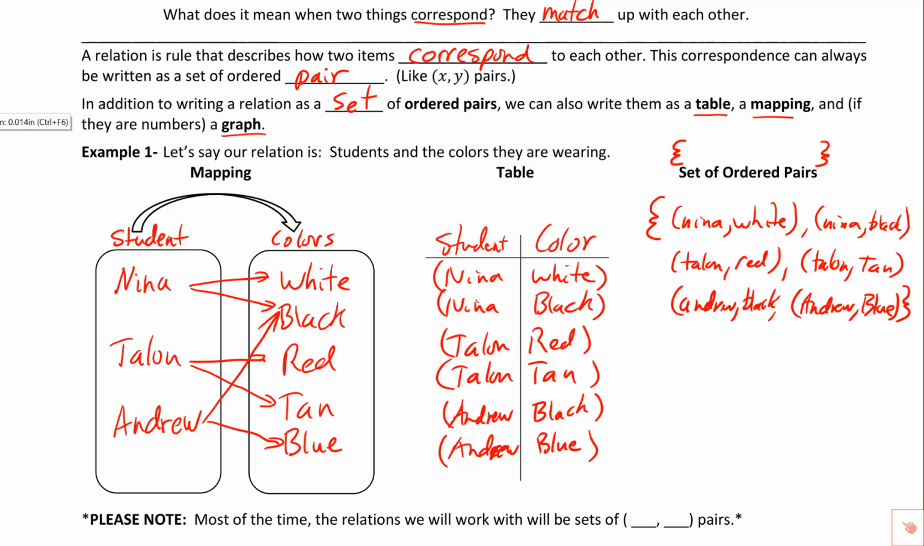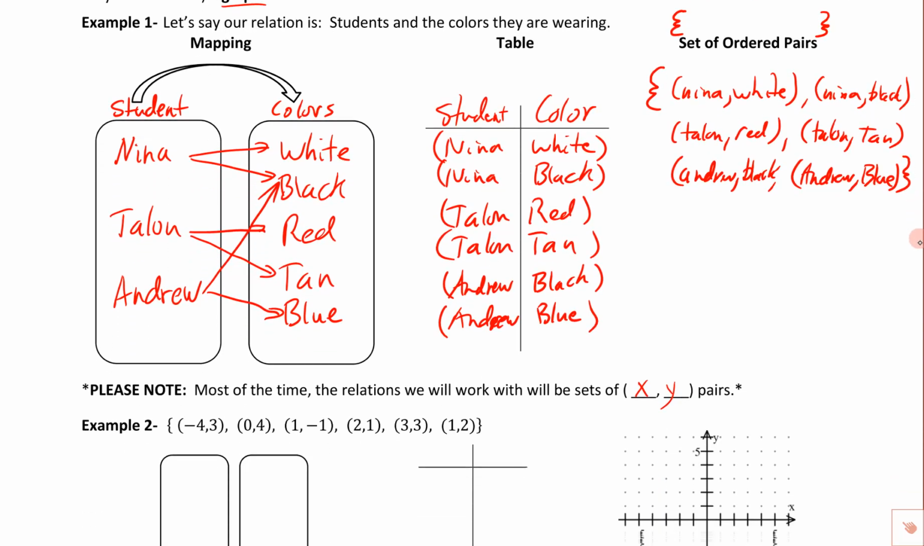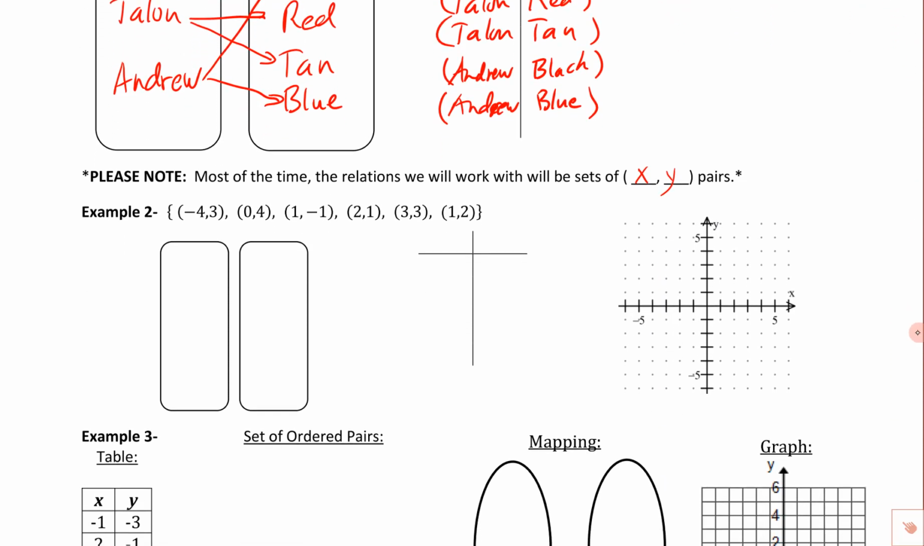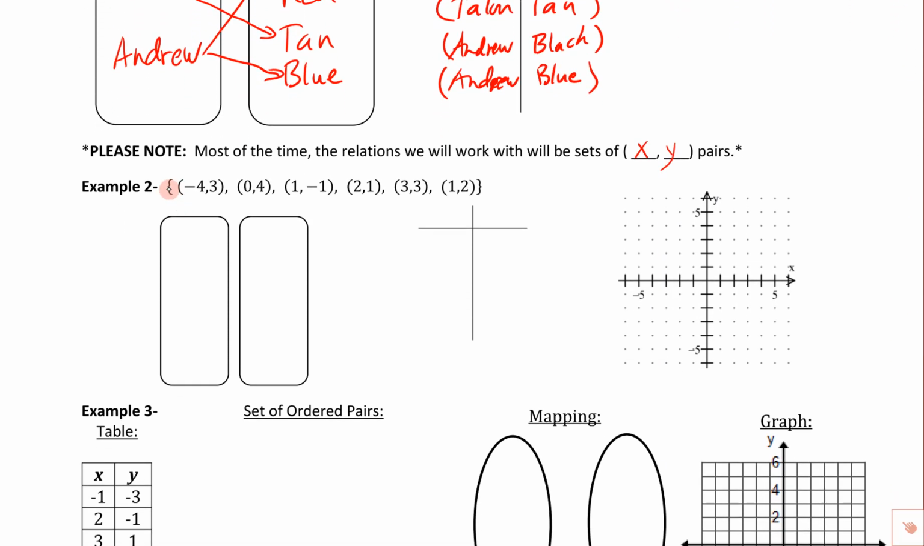Now I do want you to note that most of the time the relations that we're going to be working with are going to be sets of ordered pairs with x and y pairs. So we're going to have x's and y's here. So we're going to be working with numbers most of the time. So here's an example with numbers. You'll notice that we've got a pair of set brackets on the inside and the outside. So this is our set of ordered pairs.